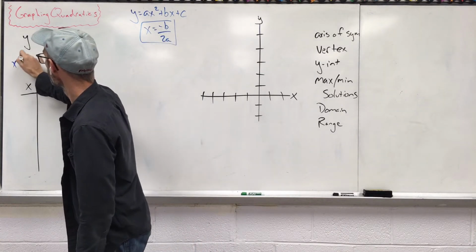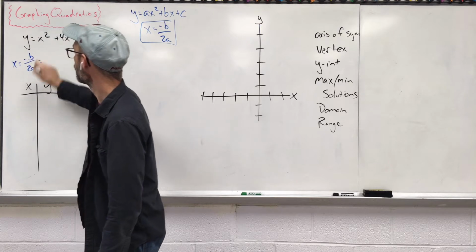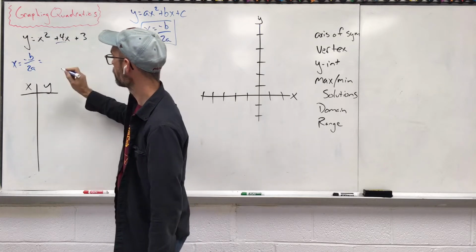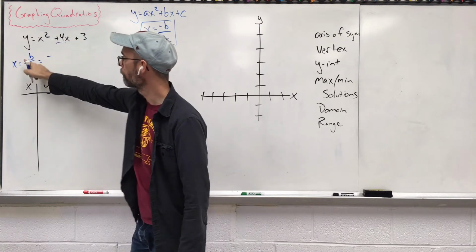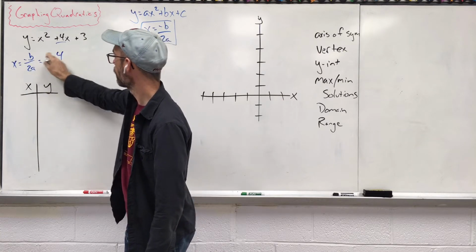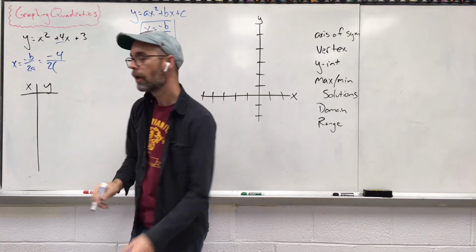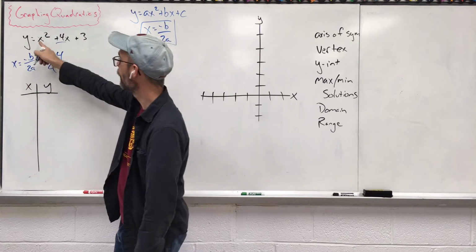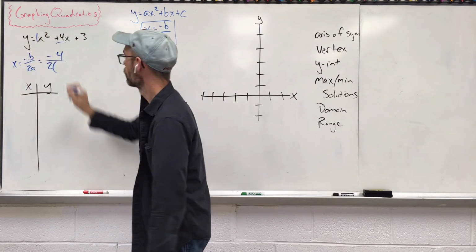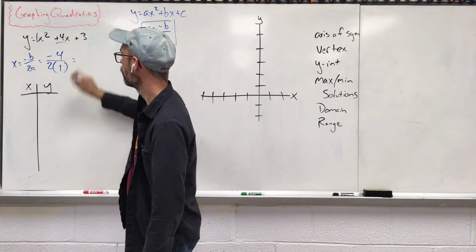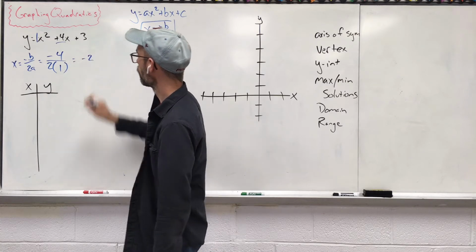So x equals negative b over 2a. My b value, in this case, is 4, so I'm going to have my original negative from the formula, then my 4, over 2 times the a in front of the x squared. We don't have a number, so it's that magic 1 that hides out. So when we simplify, you end up with negative 2.